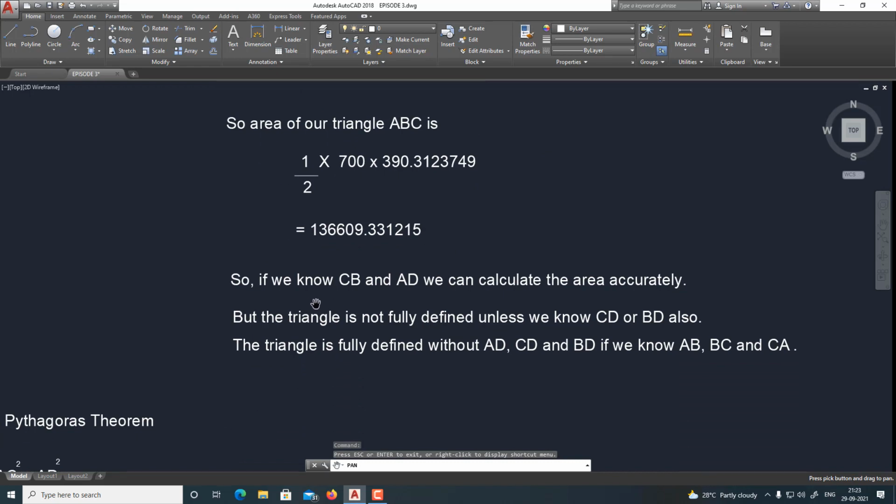So, if we know CB and AD, we can calculate the area accurately. But the triangle is not fully defined unless we know CD or BD. We can't plot the figure. The triangle is fully defined without AD, CD and BD if we know AB, BC and CA.